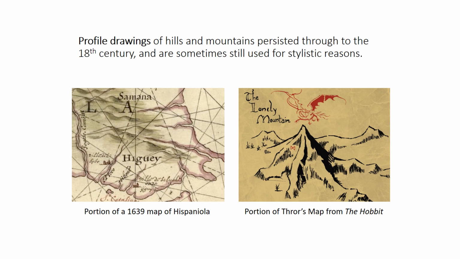One of my favorite maps is J.R.R. Tolkien's maps of Middle Earth. This one comes from The Hobbit that you see at the lower right, the Lonely Mountain. This kind of technique really does still get used.